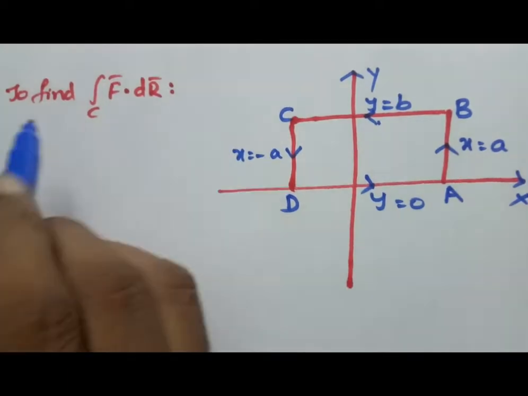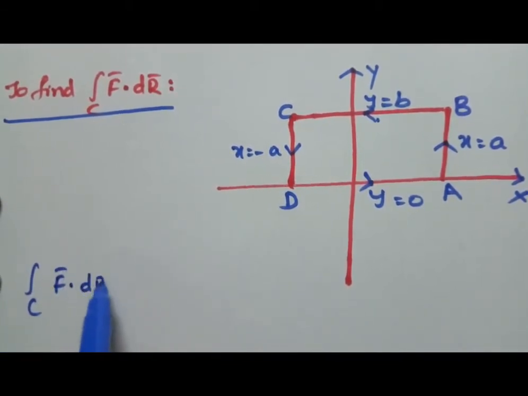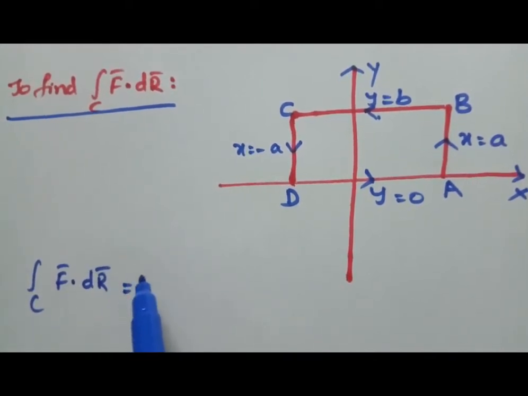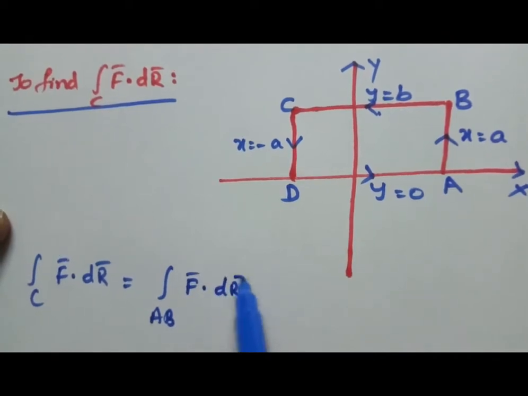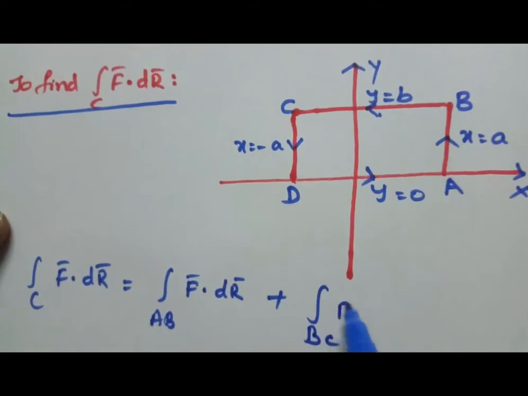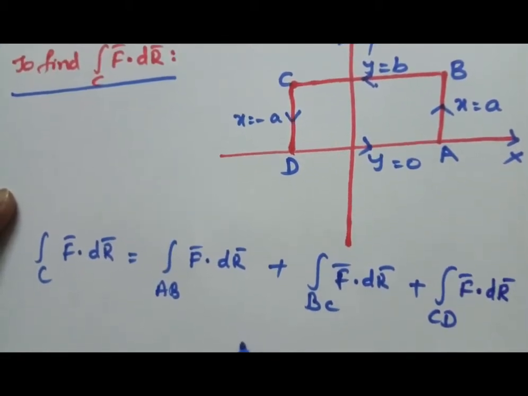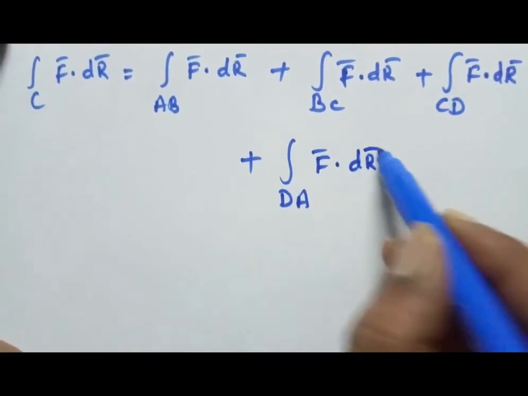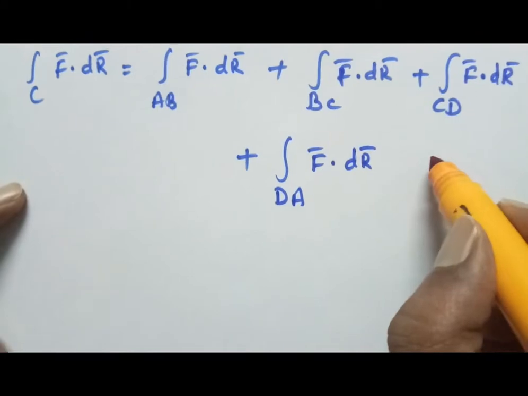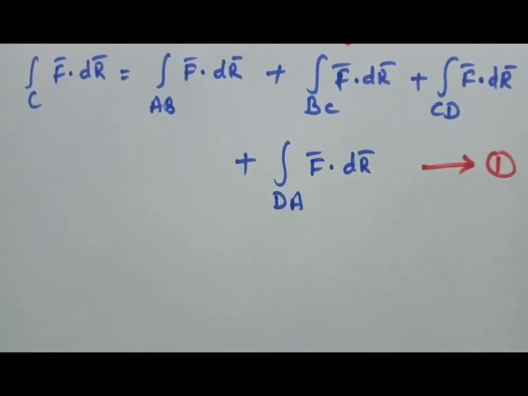Now F bar dot dr bar, integral over C F bar dot dr bar is equal to integral over AB F bar dot dr bar plus integral over BC F bar dot dr bar plus integral over CD F bar dot dr bar plus integral over DA F bar dot dr bar. Say this is equation number 1.